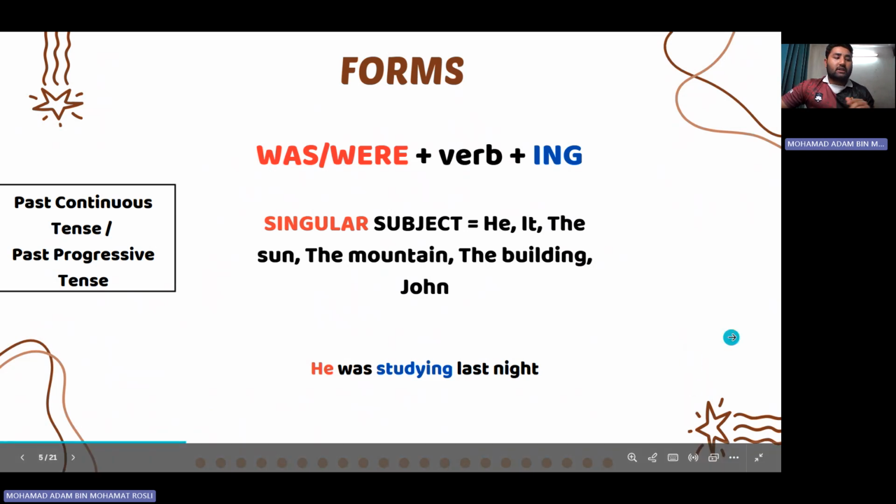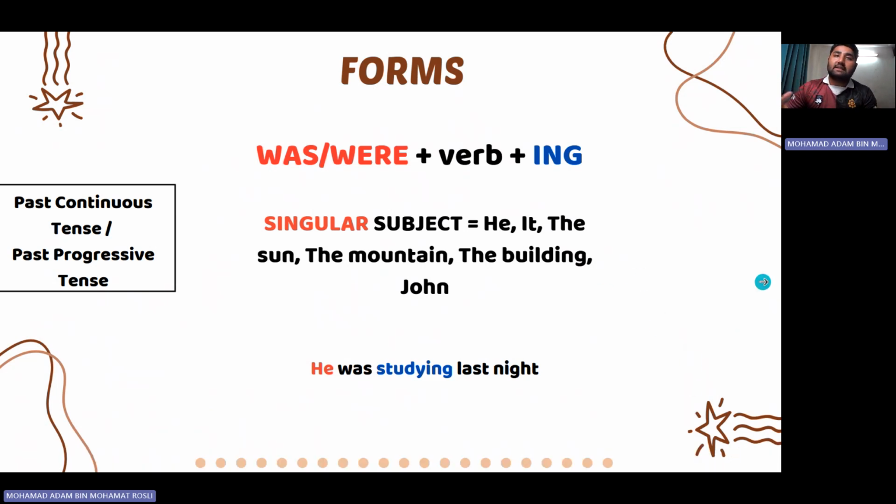Okay, so firstly, how do we use past continuous tense? We use it by using the verb to be was or were plus verb and plus ing at the end of the verb.